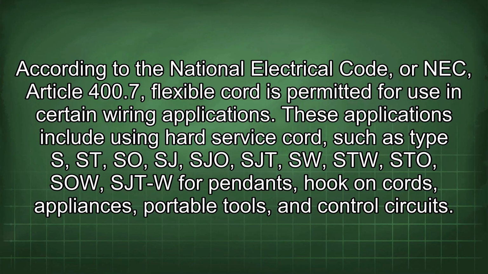According to the National Electrical Code, or NEC Article 400.7, flexible cord is permitted for use in certain wiring applications. These applications include using hard service cord, such as Type S, SO, SJ, SJO, SJT, SW, STW, STO, SJTW for pendants, hook-on cords, appliances, portable tools, and control circuits.